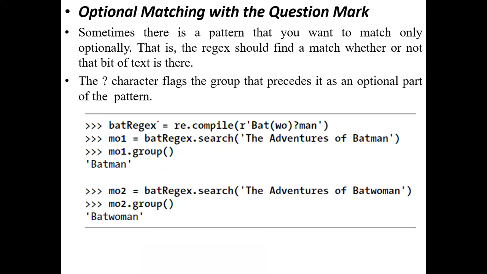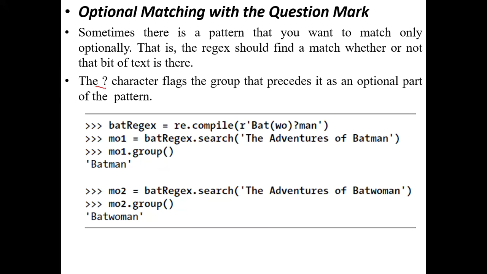Next, optional matching with the question mark. We can use a special character in a regular expression, the question mark, which makes matching optional. Sometimes there is a pattern that we want to match only optionally. If it is present, it has to match. If it is not present, it should be ignored. So the regex should find a match whether or not that bit of text is there.